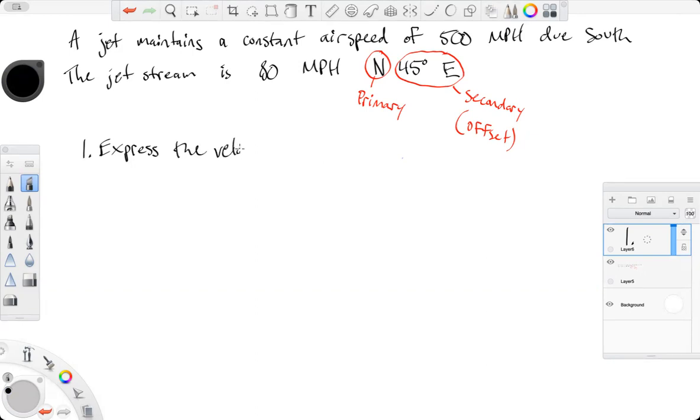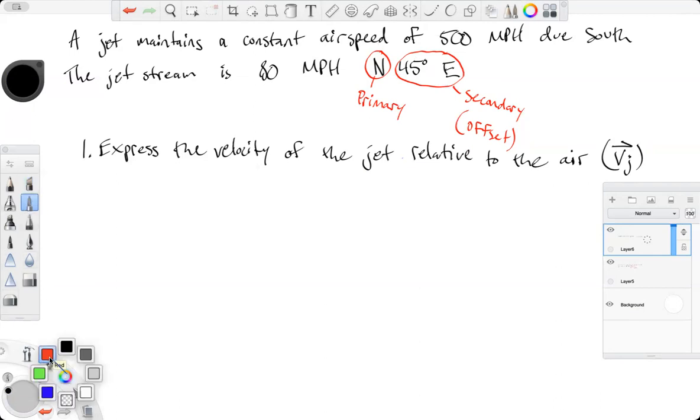So express the velocity of the jet relative to the air. And we're just going to call this VJ. That's going to stand for the velocity of the jet. All right, so the way that we would find this is, let's look at that vector information that we're given.